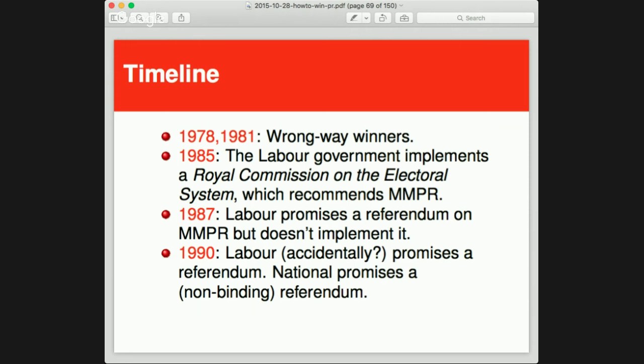And then that gave National a kind of way in. They said, those lying Labour people, they never keep their promises. If you elect us, we'll do a proportional representation referendum. And then Labour accidentally also promised a referendum. So now you have the two major parties. They're saying, we're both going to do a referendum. Are they actually going to do a referendum? Let's see. Yes, they are.